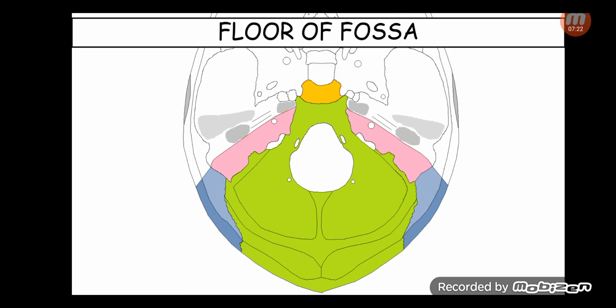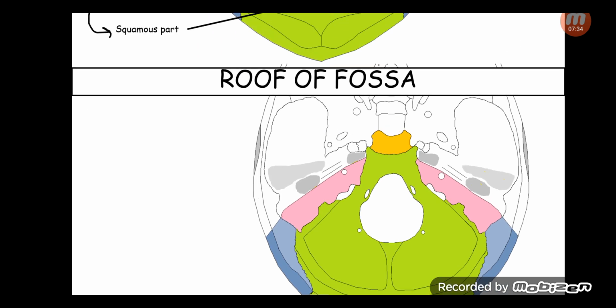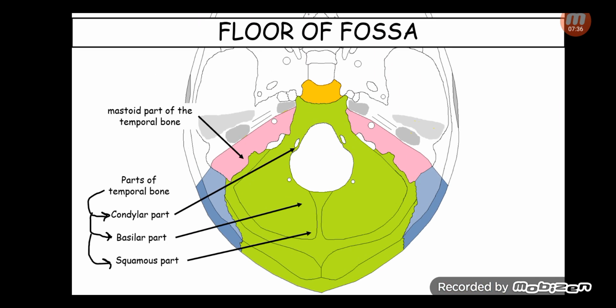Now we will talk about the floor of the posterior cranial fossa. It is formed by mastoid part of temporal bone, and parts of occipital bone that are condylar part, basilar part, and squamous part. The green bone in the diagram is occipital bone.